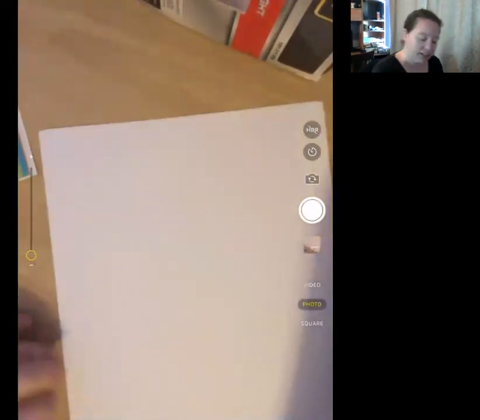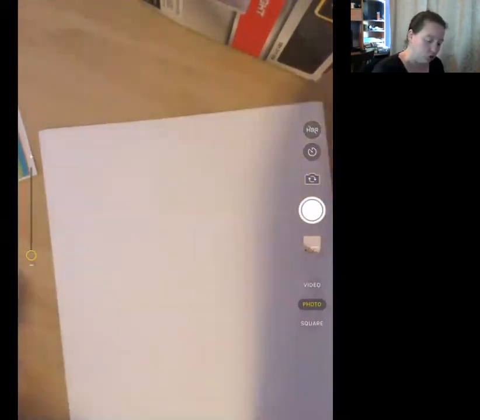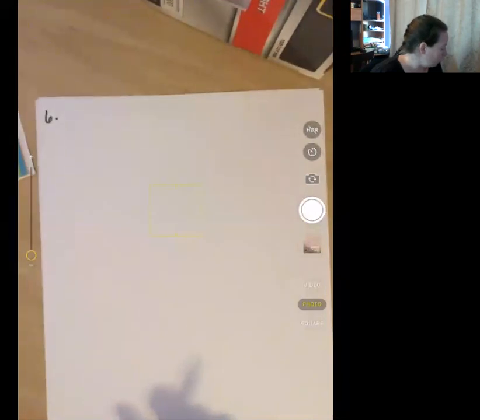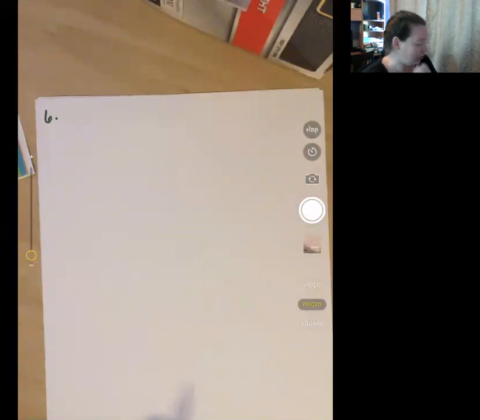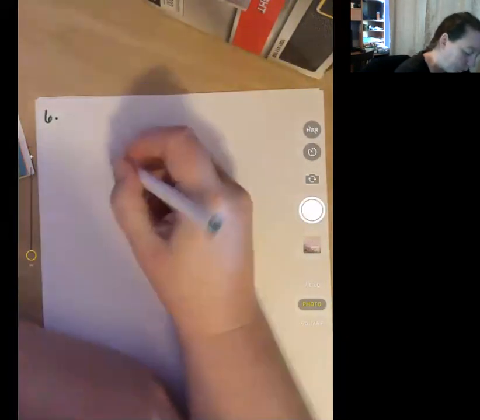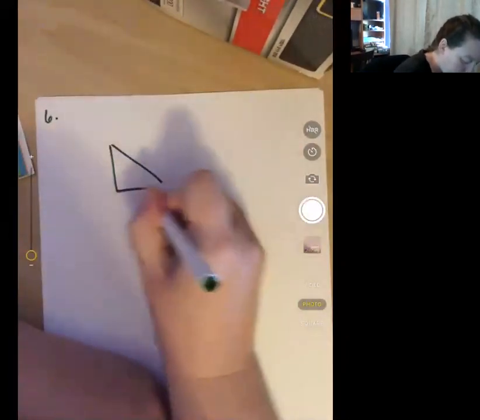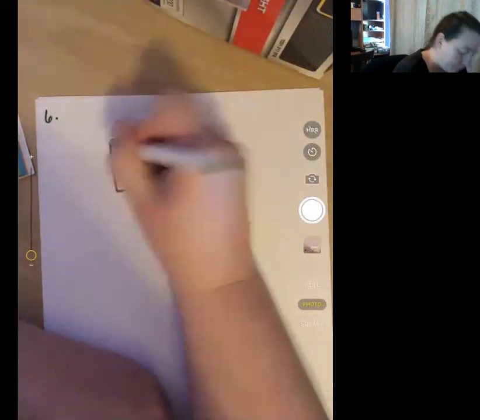Number 6, sketch a triangle and draw all of its exterior angles. How many exterior angles does a triangle have at each vertex? Okay, so this is how this works. I'm going to make this triangle. Okay, that's going to be my triangle.